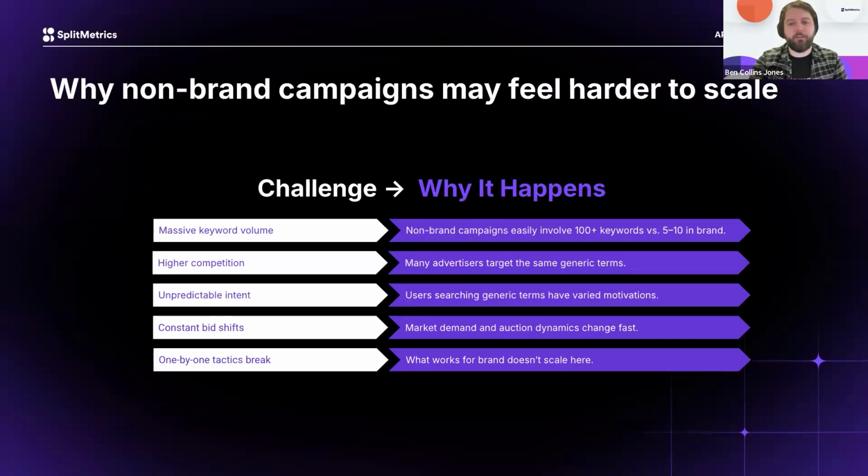Now, this is a question I get asked all the time. Why am I struggling with non-brand? Why is non-brand not working? And it often feels like there's a resistance to scale in what's going on. And it's not because there isn't opportunity in non-brand. I firmly believe every business in today's sessions, every customer that I deal with, there is opportunity and money to be made in non-brand campaigns.